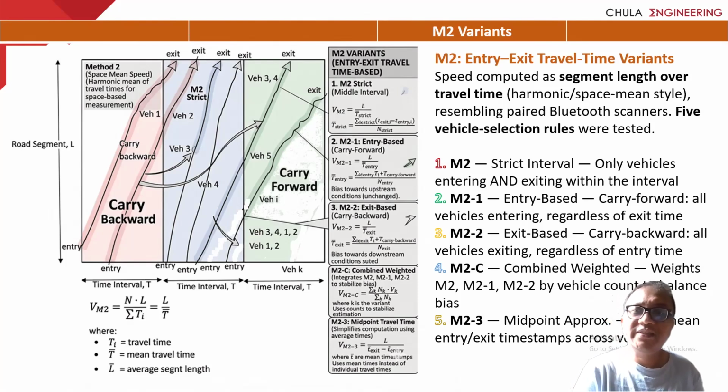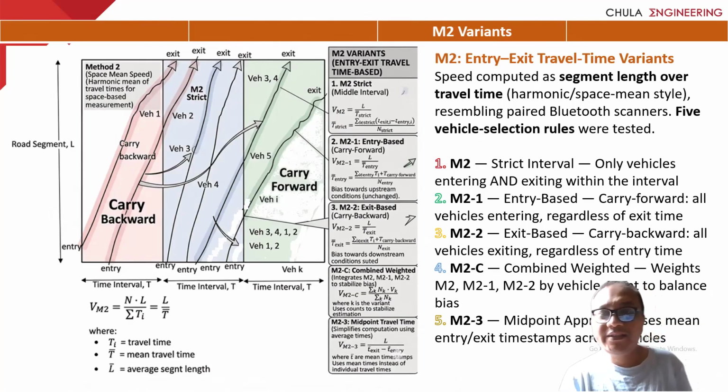So there can be 5 vehicle selection rules. Since we have used a 5-minute time interval for every data, within that selection interval, I use a strict interval where only vehicles entering and exiting within the 5-minute time interval are considered. M21 variants, where only entry of vehicles which entered within the 5-minute interval are considered. M22, where the vehicles exiting within the 5-minute interval are considered.